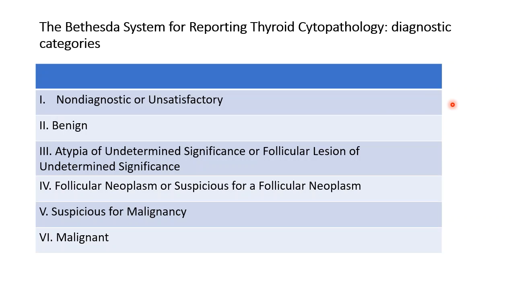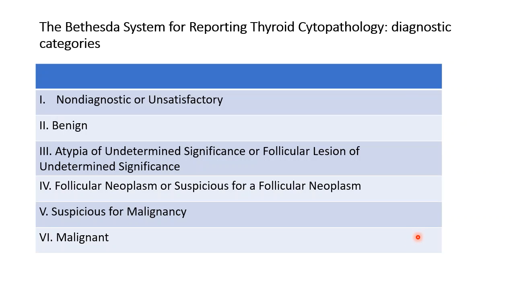So there are 6 diagnostic categories. First is non-diagnostic or unsatisfactory. Category 2 is benign. Category 3, atypia of undetermined significance or follicular lesion of undetermined significance, also known as AUS/FLUS. Category 4 is follicular neoplasm or suspicious for follicular neoplasm, abbreviated as FN/SFN. Category 5 is suspicious for malignancy and category 6 is malignant.